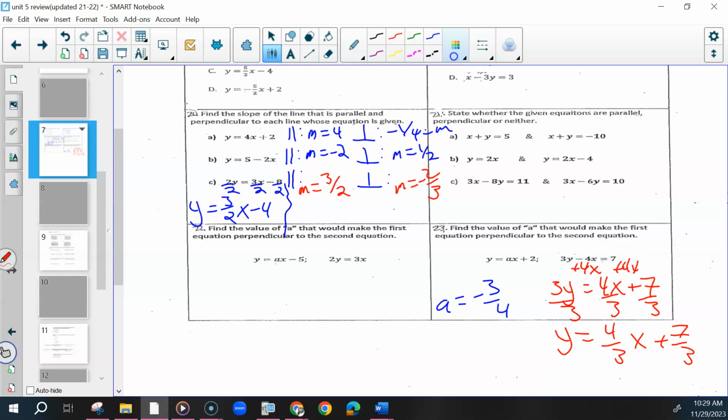Other questions? Did you have a question? Anyone? Sure. So some of these we have to solve, some are already solved. A, we have to solve, put them both into slope-intercept form. Subtract x from both sides of both equations. So the first one is y equals -x plus 5. The second one is y equals -x minus 10. Are those parallel, perpendicular, or neither?